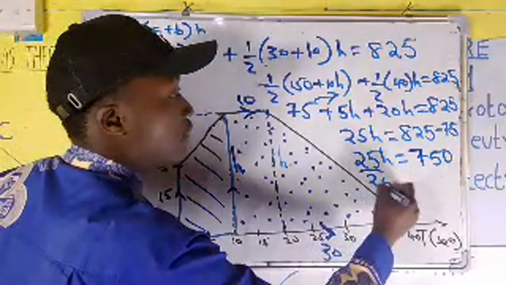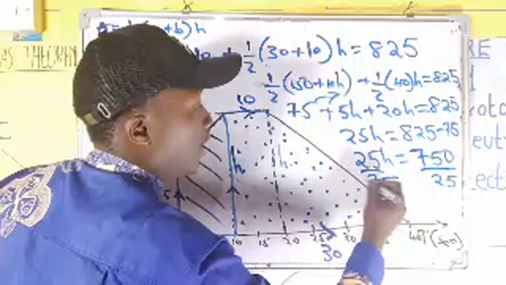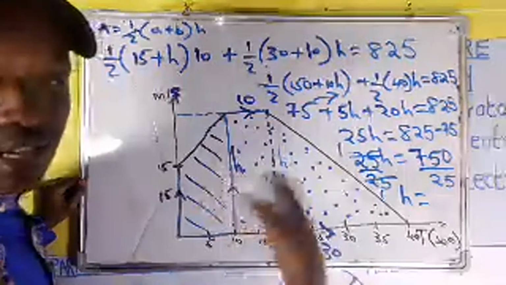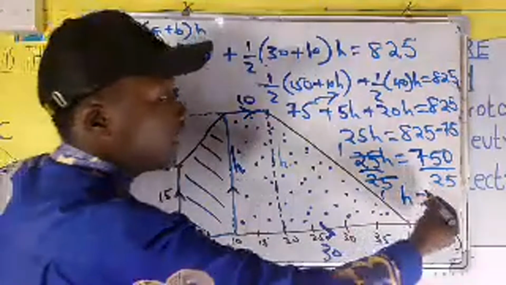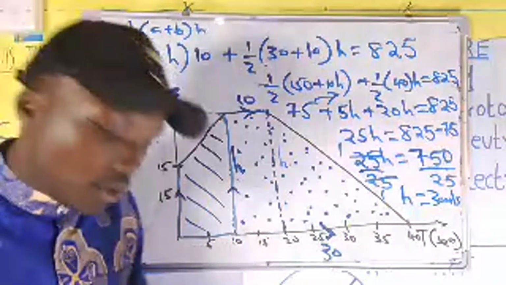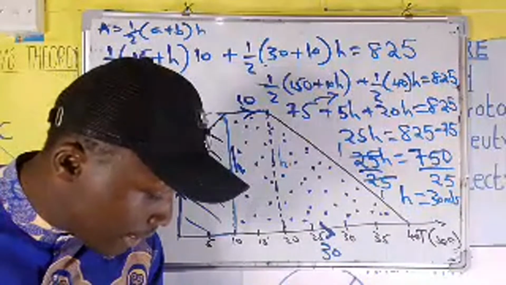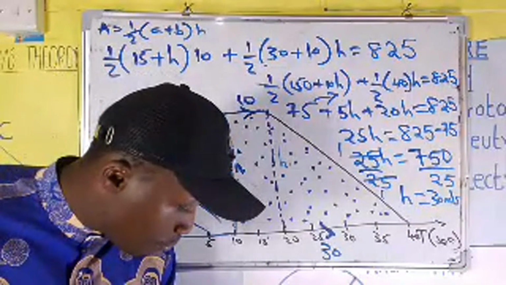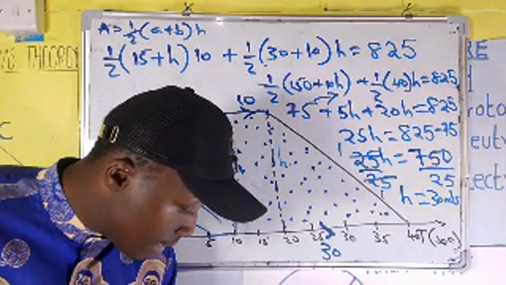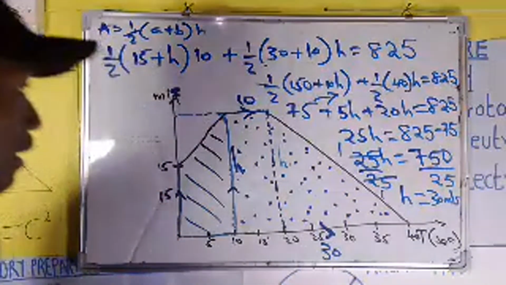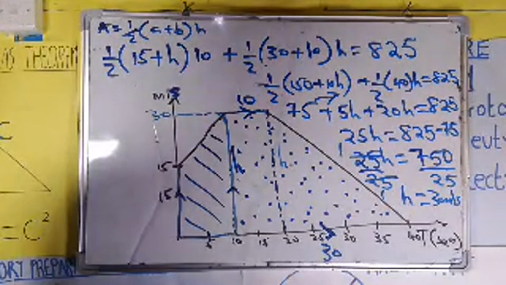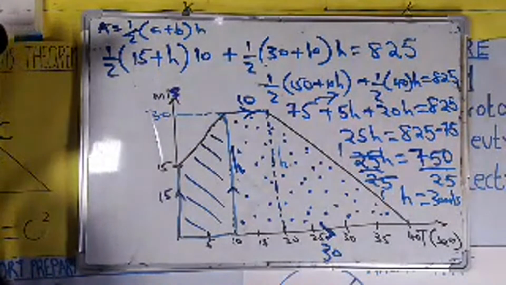Then we divide both sides by 25, and we have h as 750 divided by 25, which is 30 meters per second. So the maximum speed attained by the cheetah is 30 meters per second. So here it is 30. And we are done with that part. That is equal to 30.